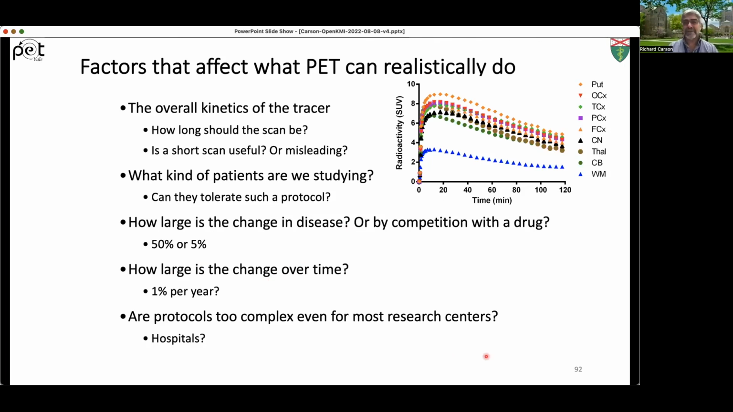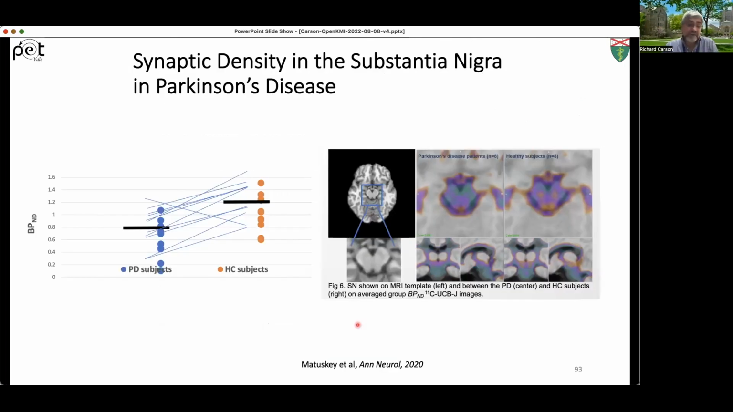That's how our tools get out there to have the biggest bang for the buck. So here's some examples of things we're doing now. I mentioned that synaptic marker in Parkinson's disease. The target that really hurts is an area in the midbrain called the substantia nigra, the source of your dopamine neurons, that we published.